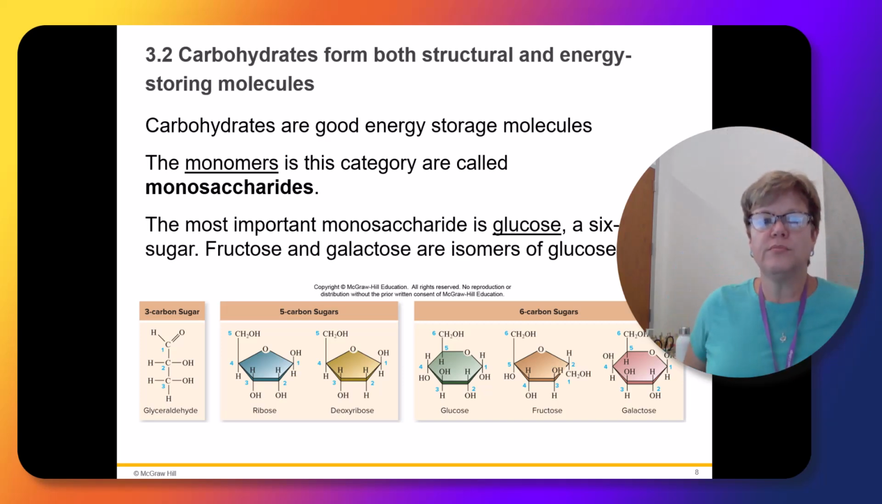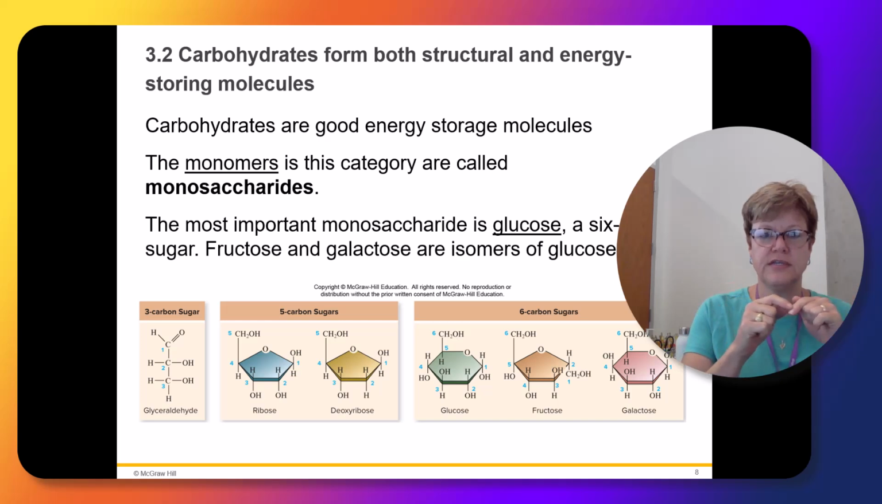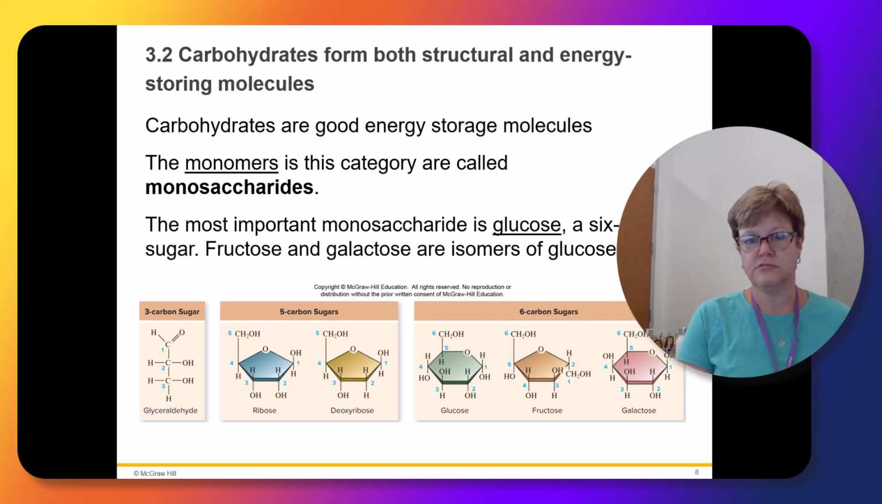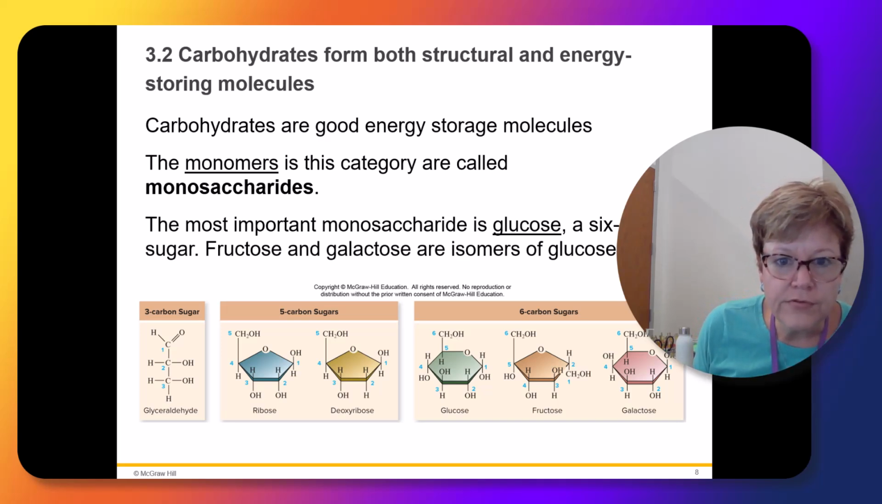But the most important monosaccharide that we're going to really focus on as our example is called glucose. Glucose is a 6-carbon molecule. So there are 6 carbons in its structure. And it also has 12 hydrogens and 6 oxygens. And so in this diagram, let's see, where is glucose? Right here.